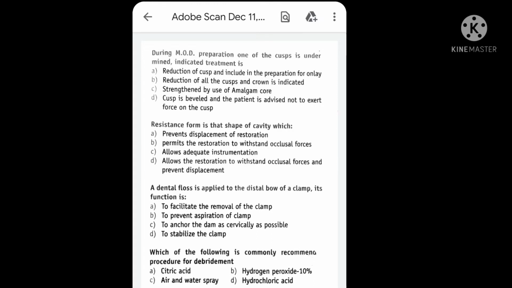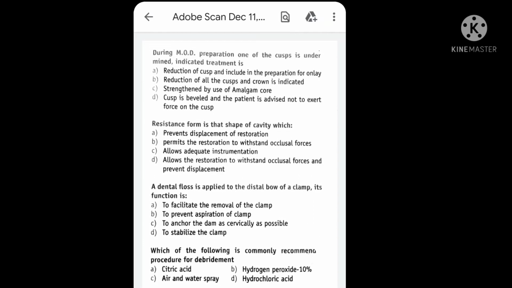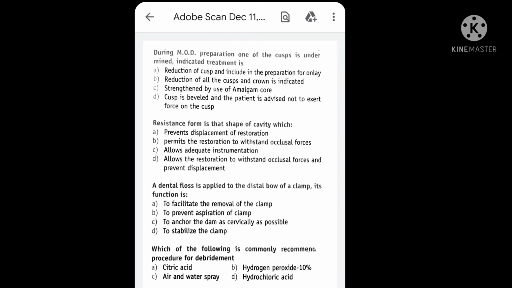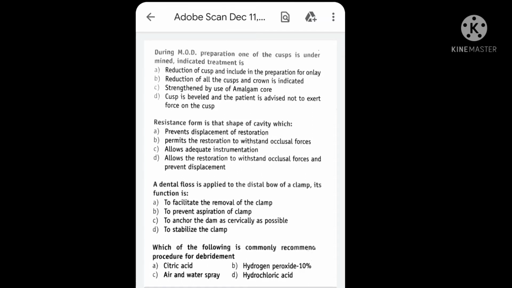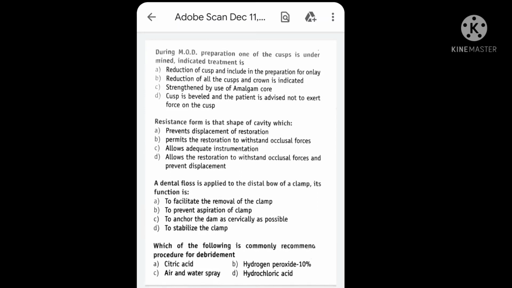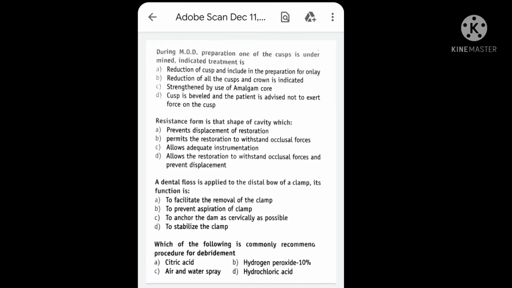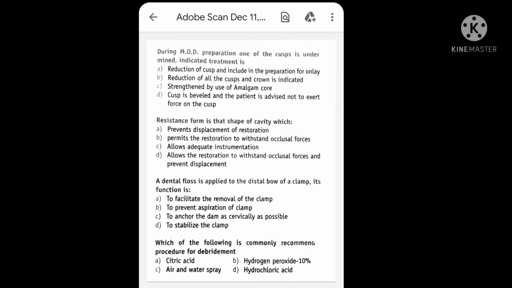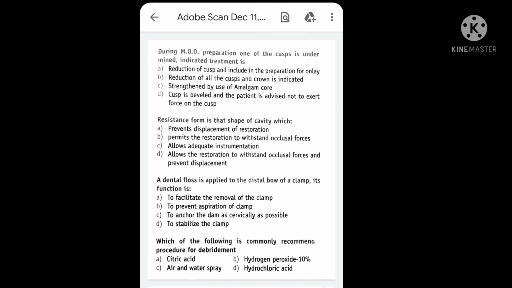Next question. Resistance form is that shape of cavity which prevents displacement of restorations, permits the restoration to withstand occlusal forces, allows adequate instrumentation, or allows the restoration to withstand occlusal forces and prevent displacement. The correct answer is option B, permits the restoration to withstand the occlusal forces. And option A, that is prevents displacement of restoration, it is retention form.